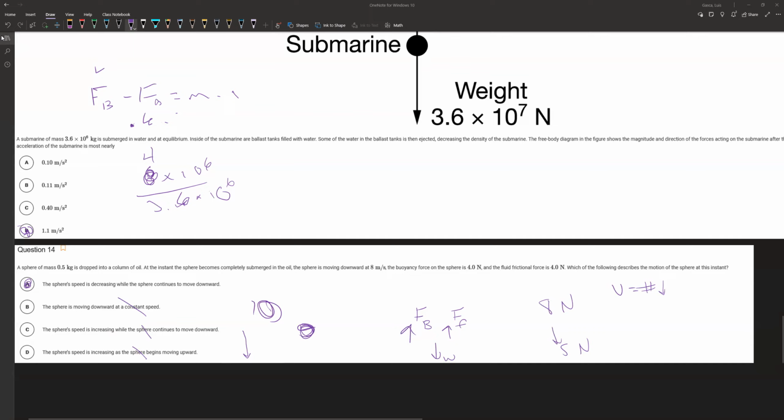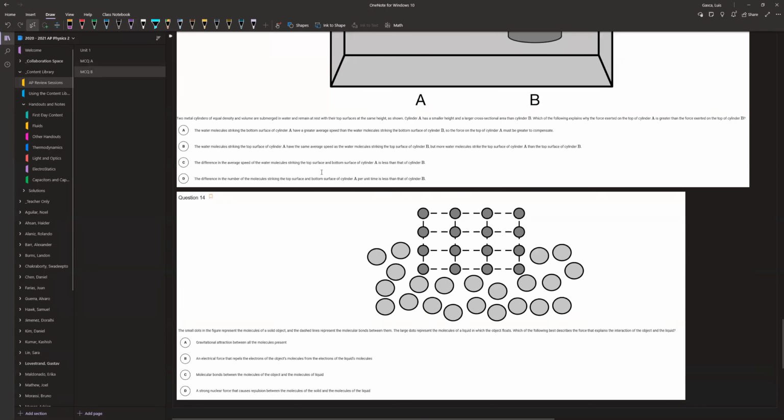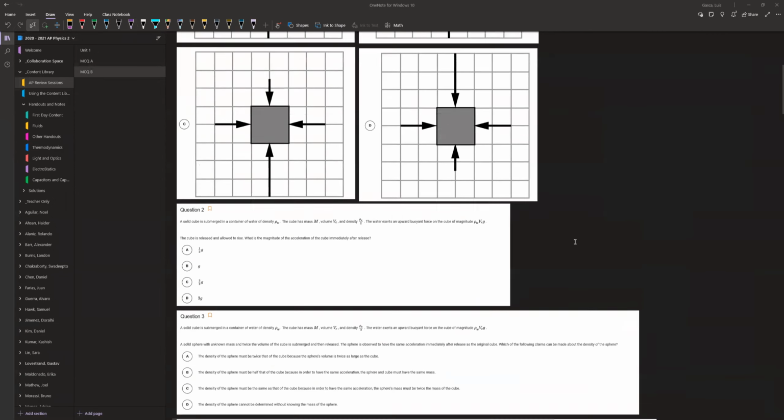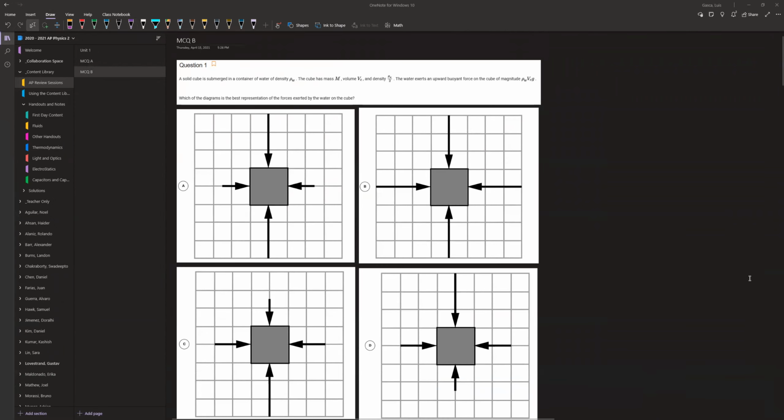All right. Let's go ahead and look at questions for multiple choice B. So I'll give you guys some time to transition into that one. And let's look at free body diagrams.